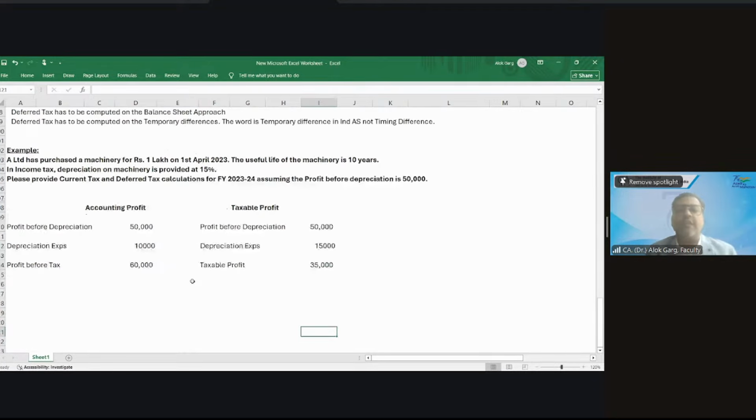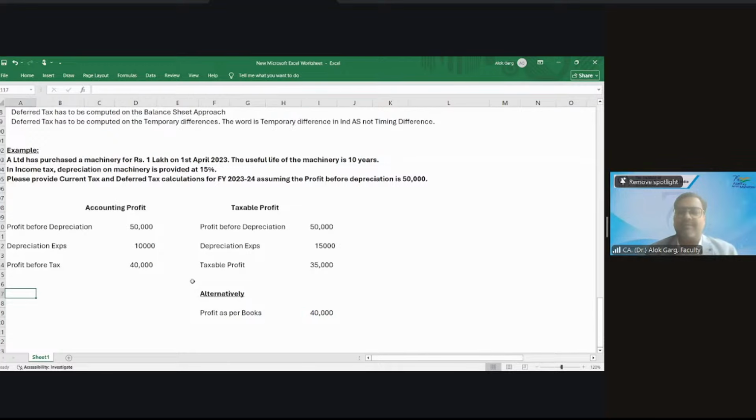Or alternatively, the way you guys are used to doing it, profit as per books. What is my profit as per books? 50,000. Profit as per books would be 40,000, right? Yes, that's 40,000.